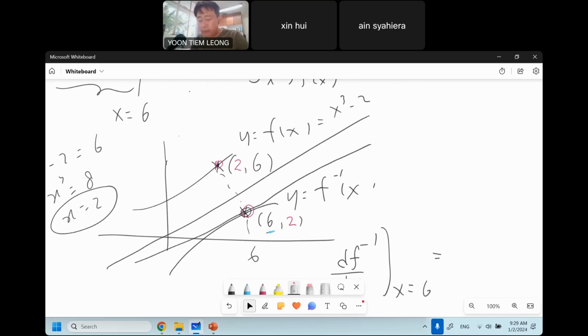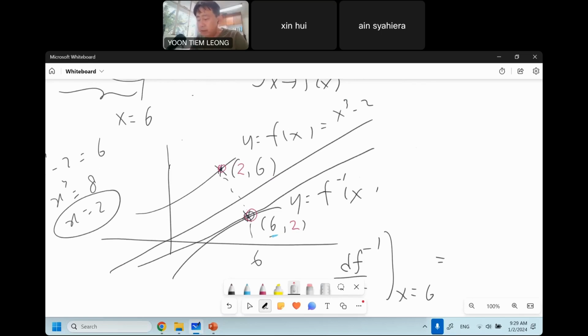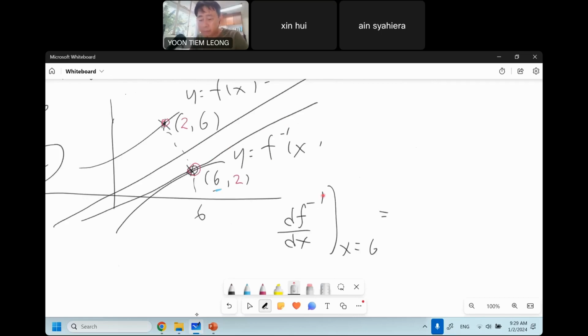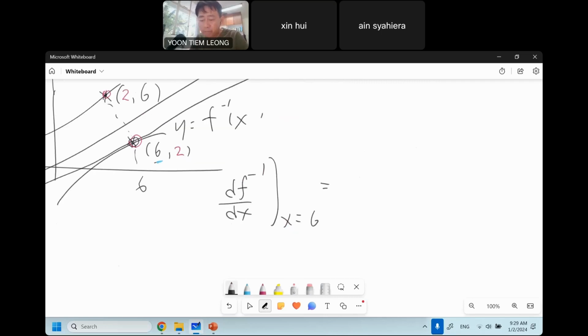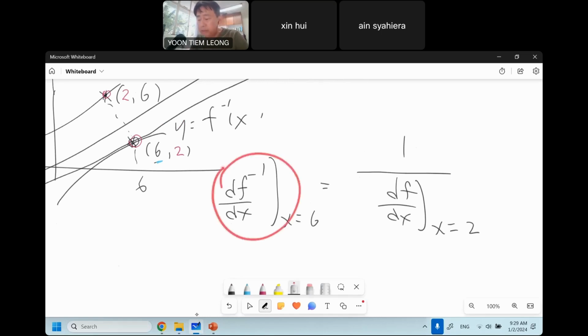So now the question of finding the derivative of the inverse function at the coordinate x equals 6 translates into finding the derivative of the original function at the point when x is equal to 2. Okay, so that is what I meant by translation. The question of finding this quantity becomes the question of finding this quantity. Then when you have found this quantity, you can calculate this quite easily.